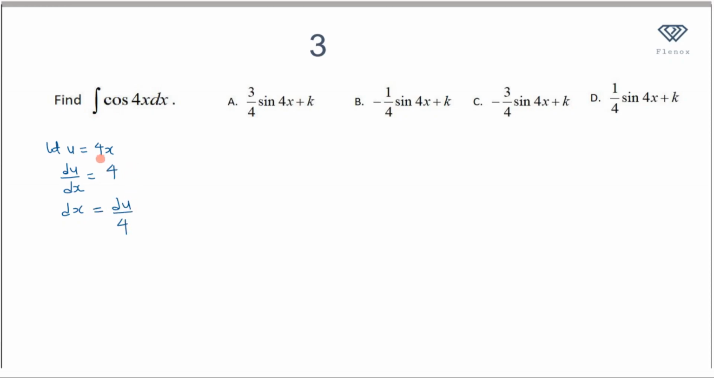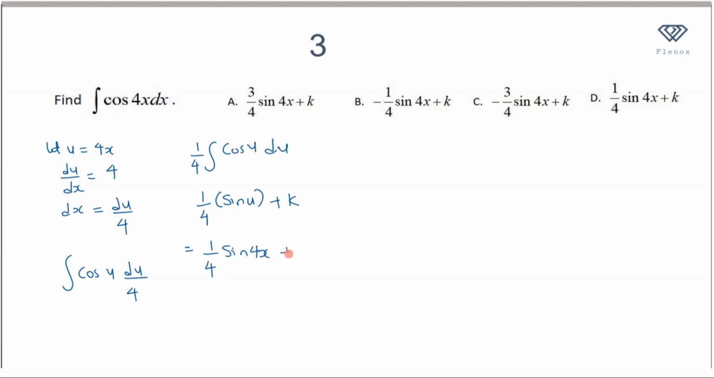If I substitute 4x as u and dx as du over 4, this becomes what? The integral of cos u, then my dx becomes du over 4. So this is the same thing as having the integral of cos u, then I bring out the 1 over 4, du. Now when I integrate cos u, what do I get? I get sin u. So this is like having 1 over 4 times sin u, then plus my constant of integration. And the value of my u is 4x. So which is the same as having 1 over 4 sin 4x plus my constant of integration. So that is the answer.